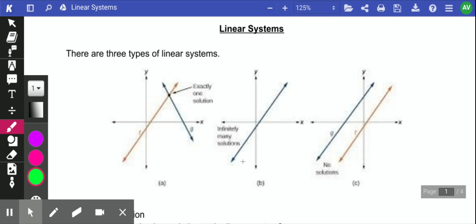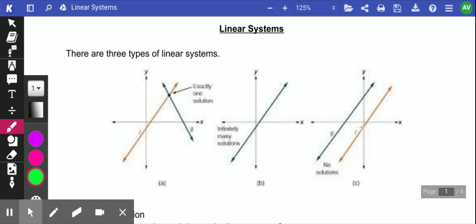The second type is infinitely many solutions, where it's the same line. If you have the same line drawn on top of itself, they intersect in every single place. So there are infinitely many solutions. The third type is when there's no solution. A time that lines don't intersect is if they are parallel to each other. So in the case that two lines are parallel, they will never intersect, and therefore there's no solution to that one.